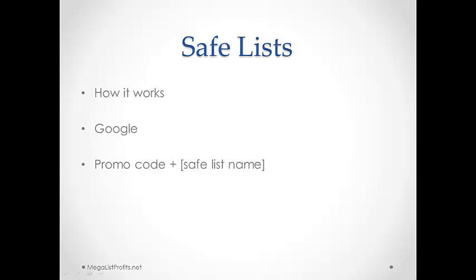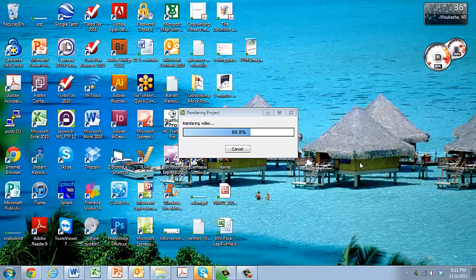And if you are interested in those, you can even just go to Google and search for safe lists, and a whole bunch of them will pop up there for you. And that is about it for the low scale traffic. So next up we will go into the mid scale.